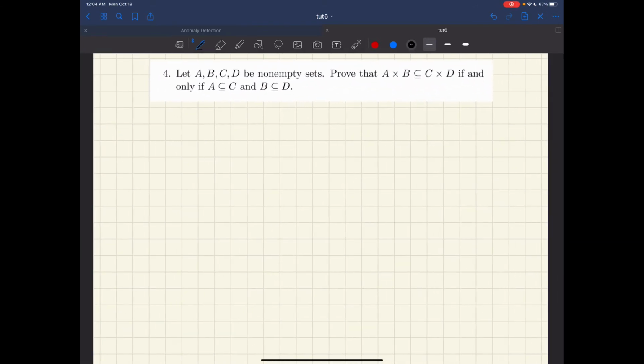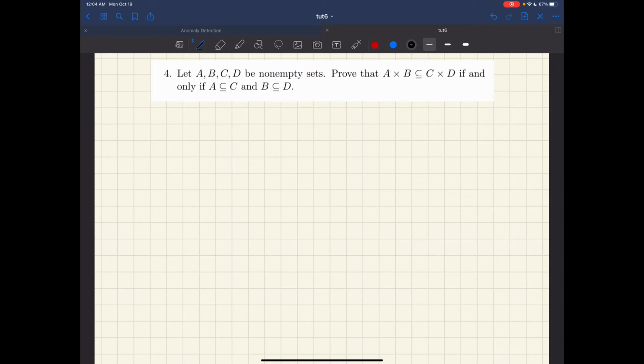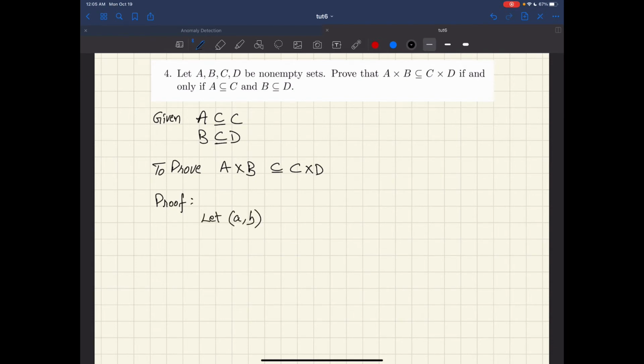So question 4. Now it states, let A, B, C, D be non-empty sets. Prove that A × B is a subset of C × D if and only if A is a subset of C and B is a subset of D. So we are given that A is a subset of C and B is a subset of D. We are supposed to prove that A × B is a subset of C × D. And here's the proof. We'll start off by assuming (a, b) is an element of A × B.